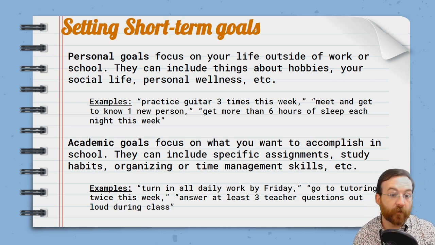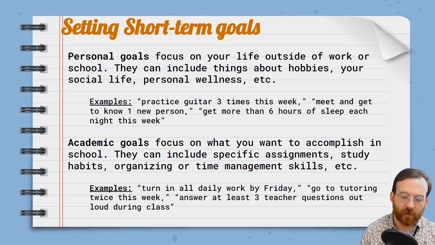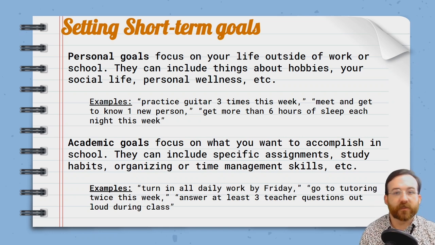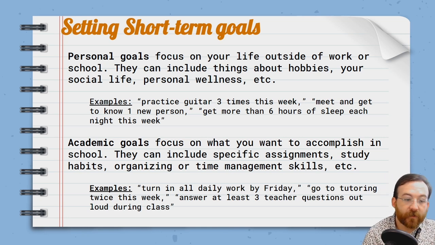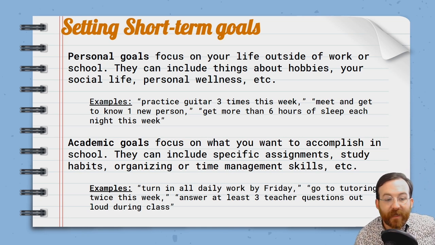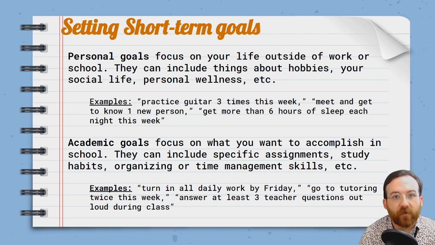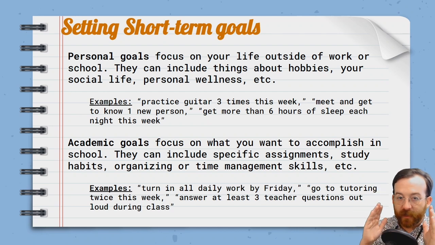Academic goals, of course, focus on what you want to accomplish in school. They can include specific assignments, study habits, organizing or time management skills. These are some examples. Turn in all daily work by Friday, go to tutoring twice this week, answer at least 3 teacher questions out loud during class. Again, there's a number to that. There's a short term that you're going to accomplish that goal in, and you'll know when you've done it.